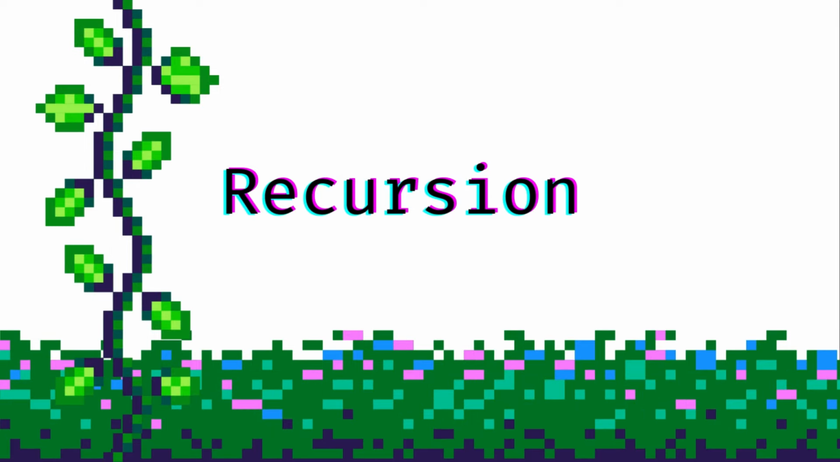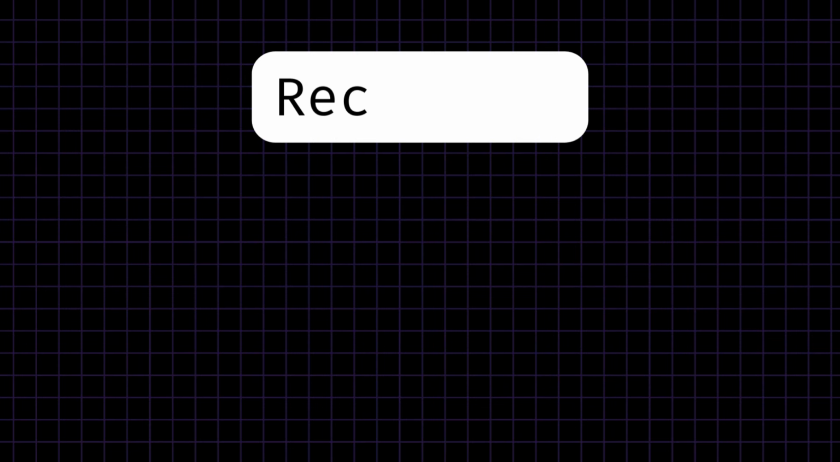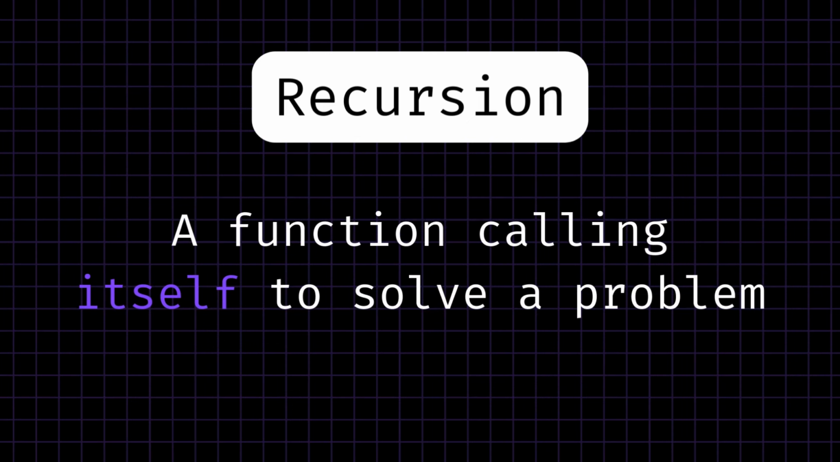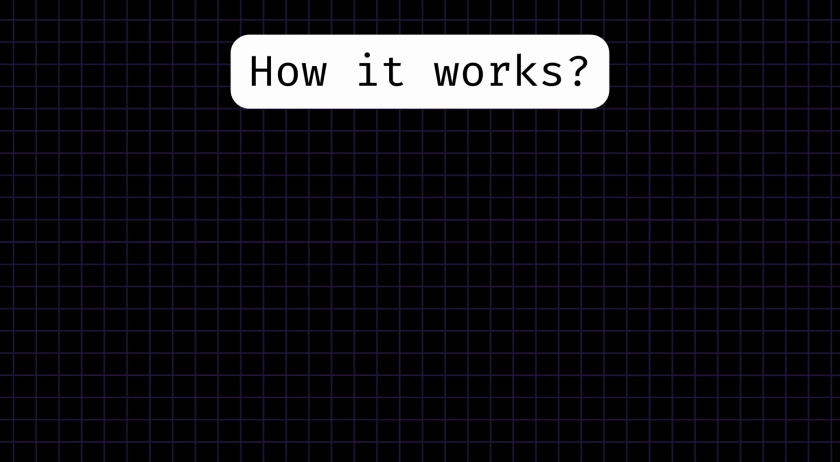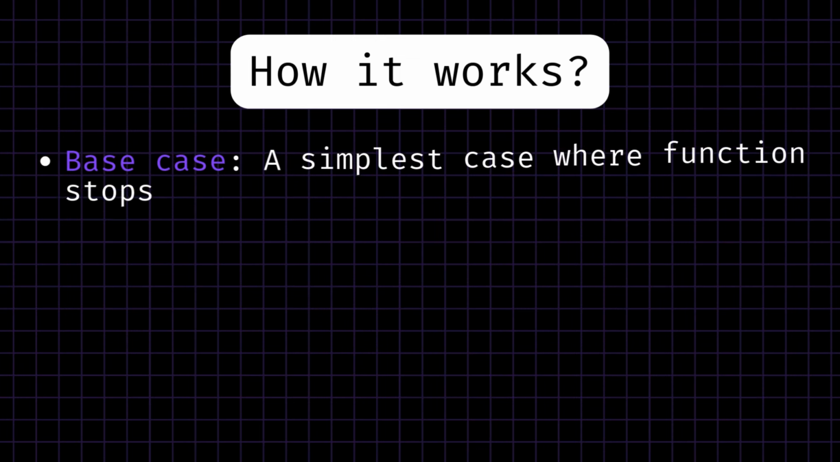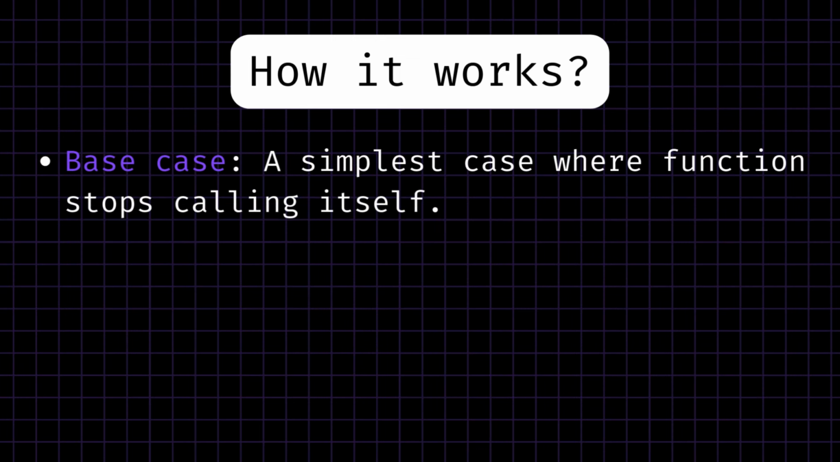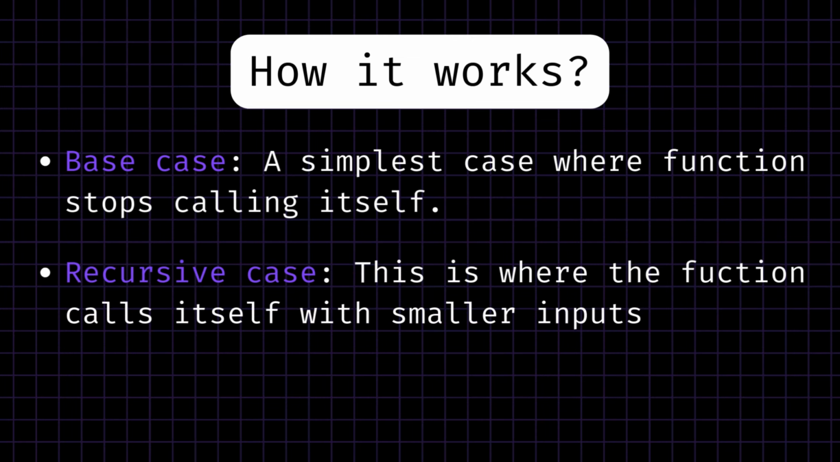Let's see a basic technique using functions called recursion. Recursion is a programming technique where a function calls itself in order to solve a problem. How does recursion work? In a recursive function, there are two key parts. Base case. This is the simplest case where the function stops calling itself. Without it, recursion would continue forever, leading to errors or crashes. Recursive case. This is where the function calls itself with smaller inputs, gradually getting closer to the base case.